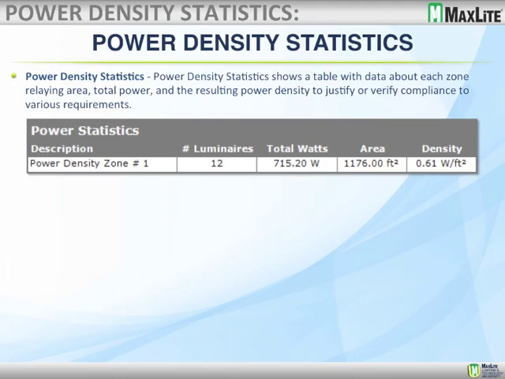Now, if these fixtures are on the DesignLights Consortium QPL, qualified product list, the utilities will give you a rebate for the fixture itself, knowing that you're going to be installing it and then reducing your energy output. But Southern California Edison does not necessarily give you a rebate on the product. They'll give you a rebate on the power you're using. So if you reduce your power by a certain amount, they will give you rebates on that amount that you have reduced your energy consumption.